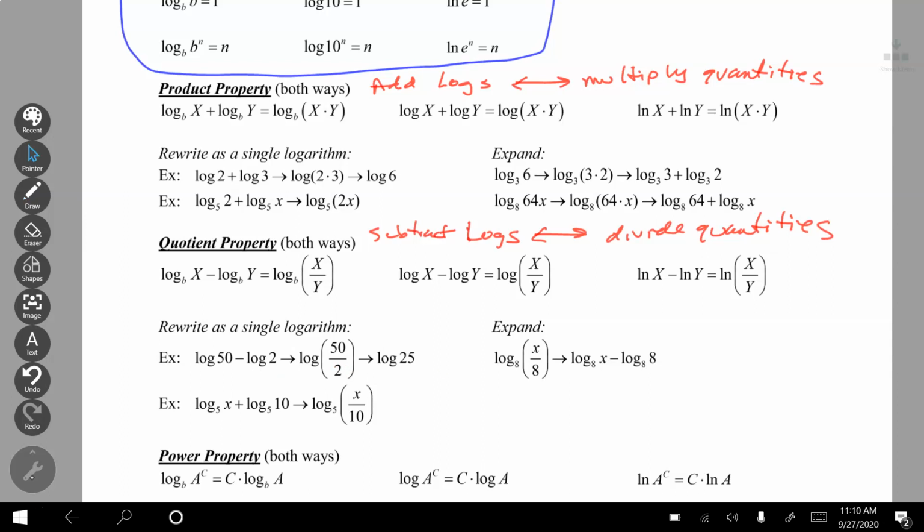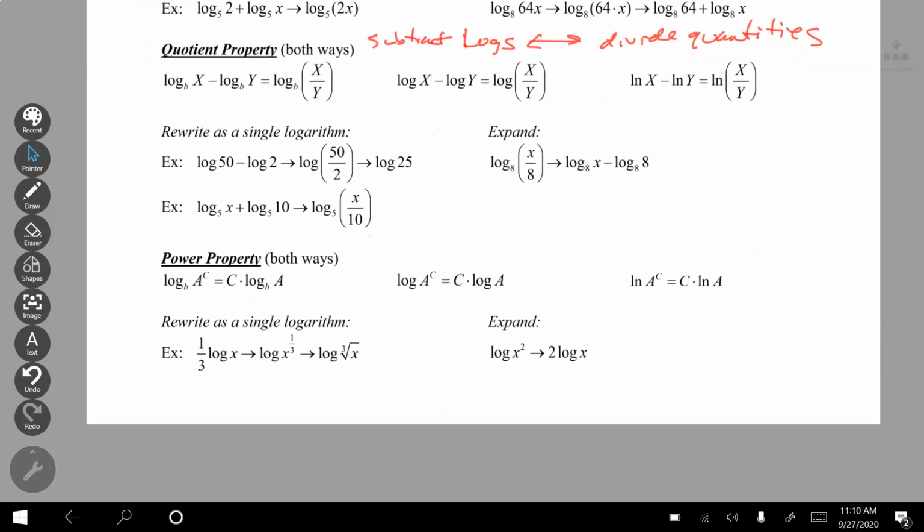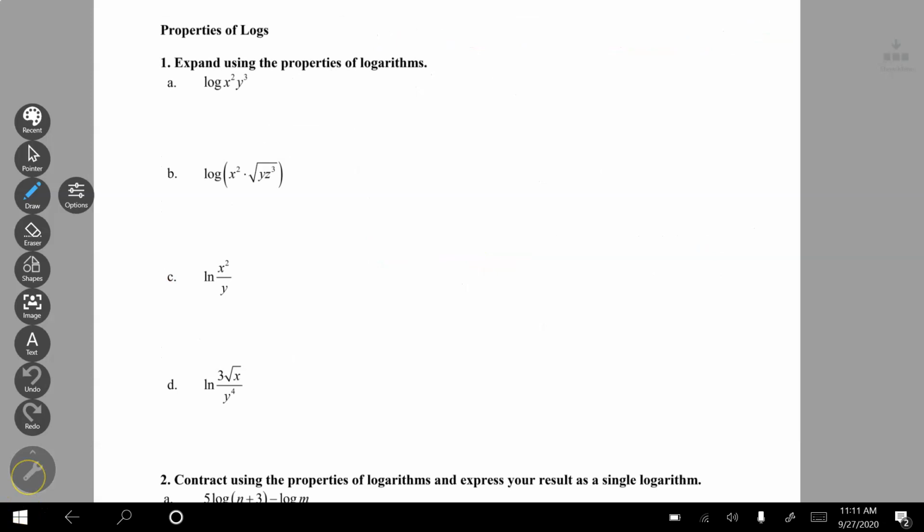And then finally, probably the big one, is when we have a power, it becomes a coefficient in front. And vice versa. If we have a power, it drops in front and becomes a coefficient. And if we have a coefficient, it comes here and becomes the power or the exponent. So we're going to expand some logs by making it a mini log.